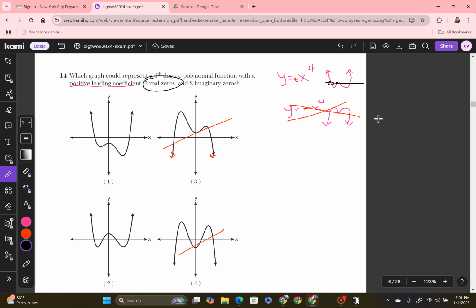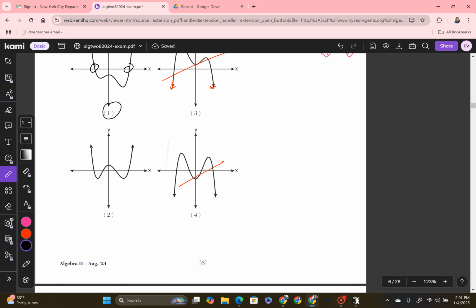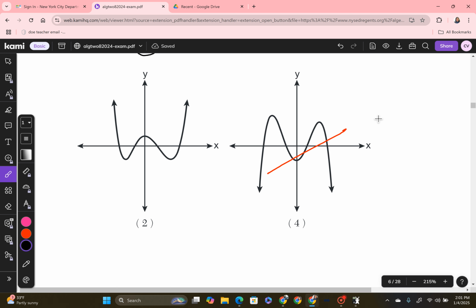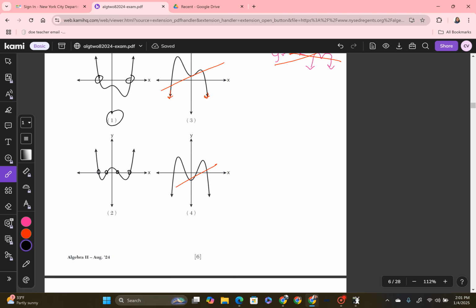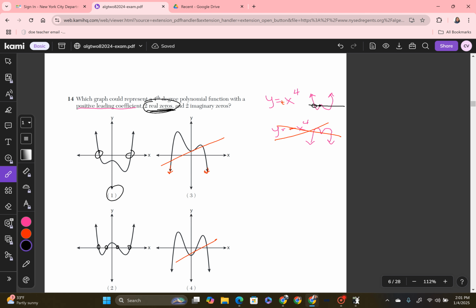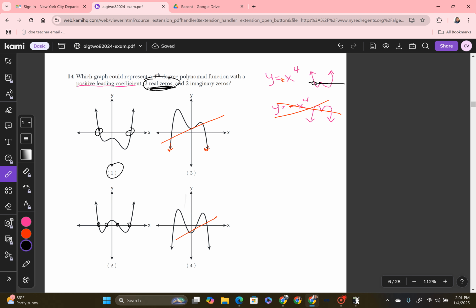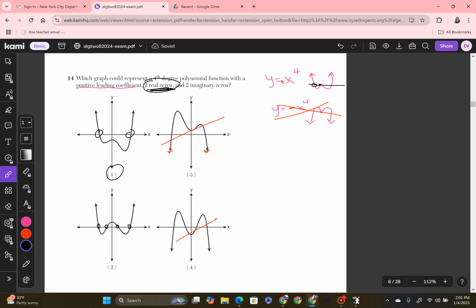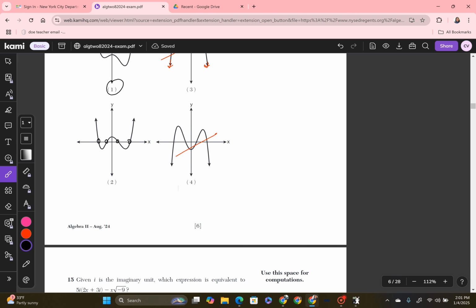Okay. So let's check it. So here's 1, here's 2. That means that that's the answer. Okay. Over here, how many zeros do we have? We have 1, 2, 3, 4. According to our description, we don't want 4, we just want 2. So the answer choice is 1. It says and 2 imaginary zeros, which means that it does not cross the x-axis at all.